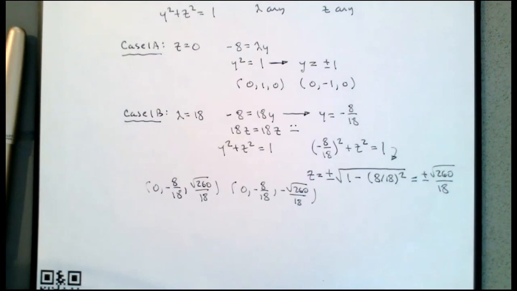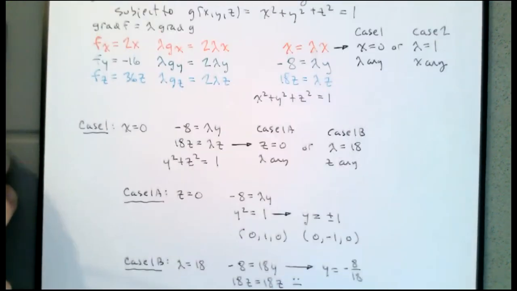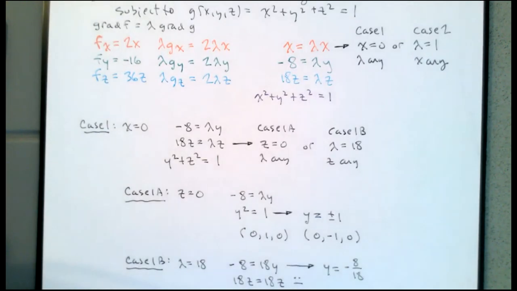So now I've got 4 points to check, all based on x equals 0. Any questions? This was all just an analysis based on our first case where x is 0 and lambda can be whatever it wants. We still haven't done case 2 where lambda is equal to 0. We've got 4 on our list that we have to check. We're going to check these points by plugging them into our function to see which one is biggest and which one is smallest.